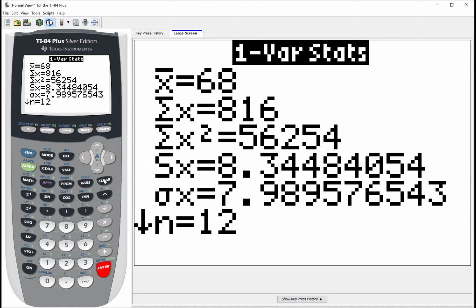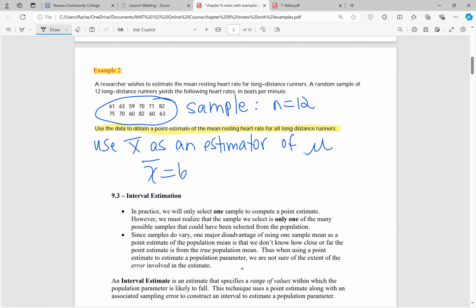And X bar is 68 beats per minute in this case. So that's going to be our estimate. So BPM, beats per minute. So my estimate is going to be X bar equals 68 beats per minute.